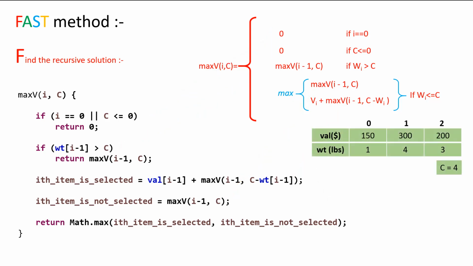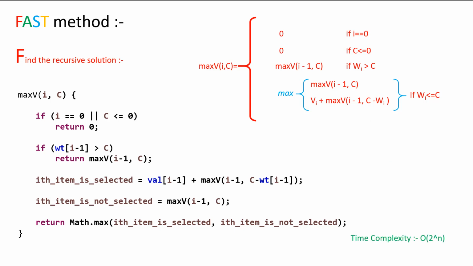The complexity of this algorithm is 2 raised to the power n. For those who don't know how 2 raised to the power n comes, I'll give you a brief introduction here, but I suggest you watch my previous tutorial to understand it. Today I'll show you the alternative way to calculate the complexity. So let's analyze the solution, and we'll see the complexity also.